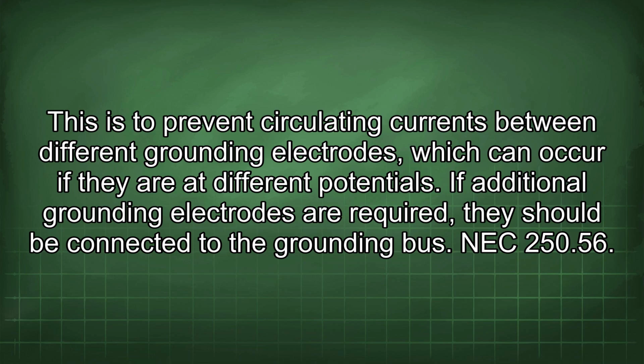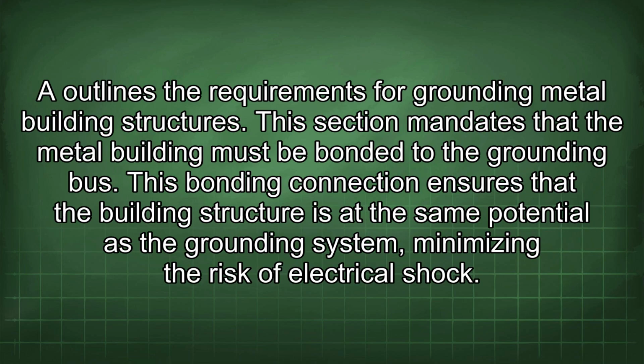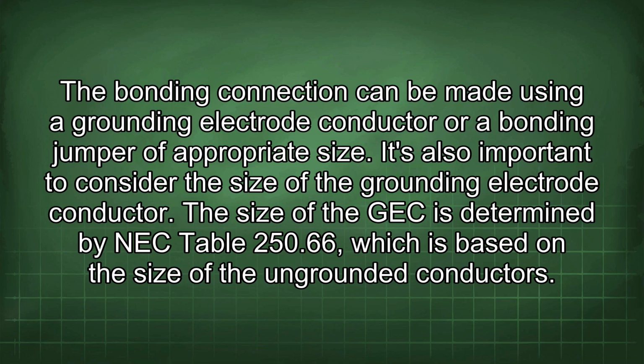NEC 250.56 outlines the requirements for grounding metal building structures. This section mandates that the metal building must be bonded to the grounding bus. This bonding connection ensures that the building structure is at the same potential as the grounding system, minimizing the risk of electrical shock. The bonding connection can be made using a grounding electrode conductor or a bonding jumper of appropriate size. It's also important to consider the size of the grounding electrode conductor.